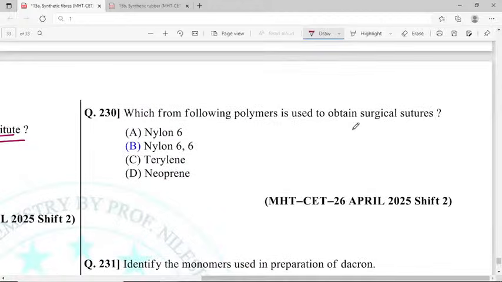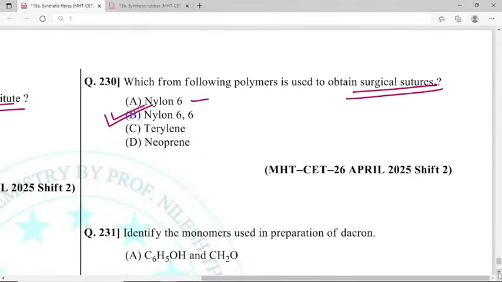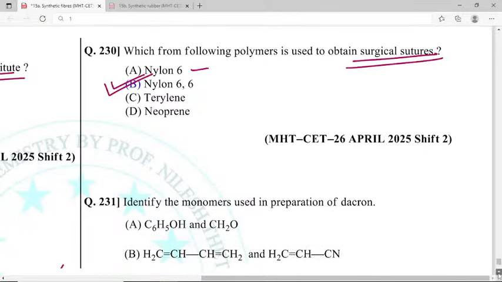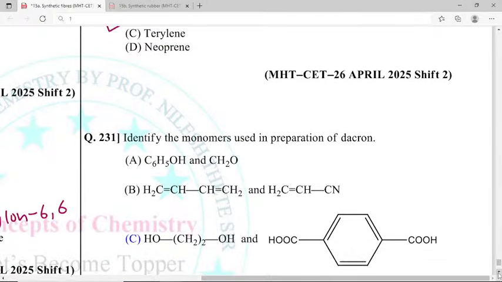Which from following polymer is used to obtain surgical sutures? Surgical sutures use nylon 6, because of high mechanical strength and high tensile strength. Nylon 6 stands for surgical sutures, nylon 6 is also for bristles for brushes. Terylene is a fiber, wrinkle-free fiber. Neoprene is a rubber for making inner tubes of tires, high quality rubber, and gasoline hose pipes.